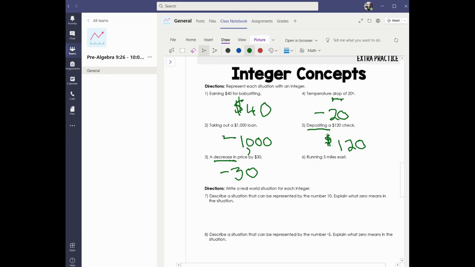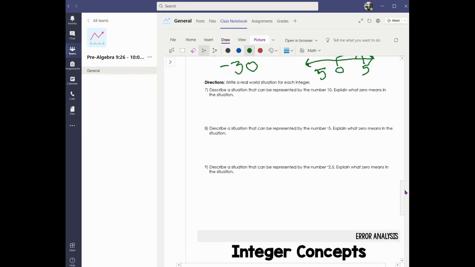Everybody wants to have the extra $120. Now, if we're running 5 miles east, we consider east to be positive. So we could show a number line with 0 and with 5 here, and that would be positive 5 in this direction, east. Let's see what else we have.